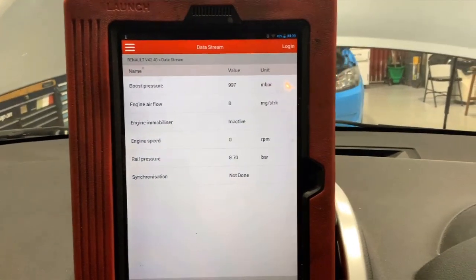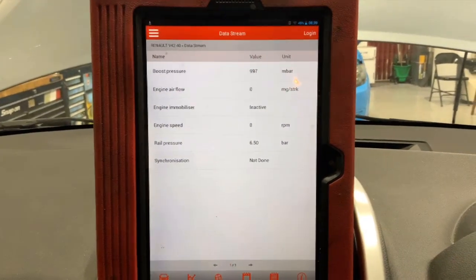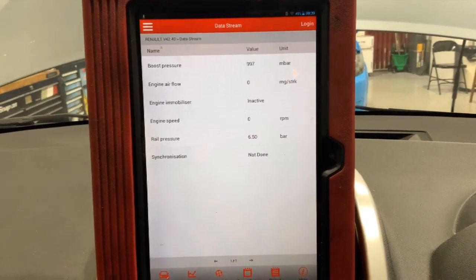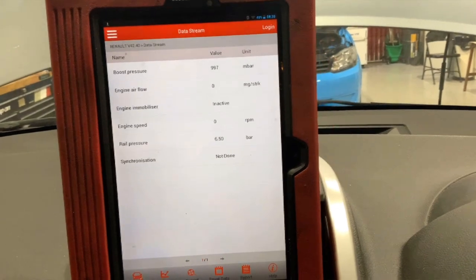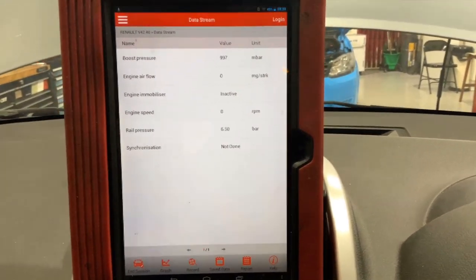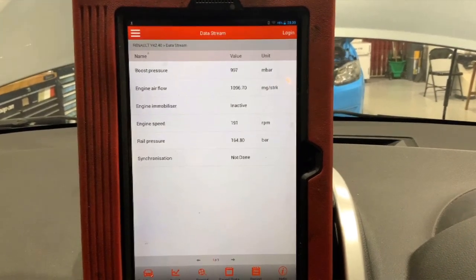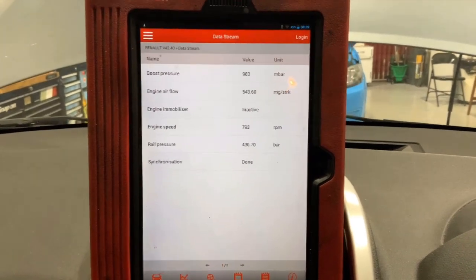Our airflow is still sitting at 0. But when I start it up, it'll start. It's a Renault, you've got to jump through hoops with these things to get them to start. There we go. The engine runs. Now look at the airflow.